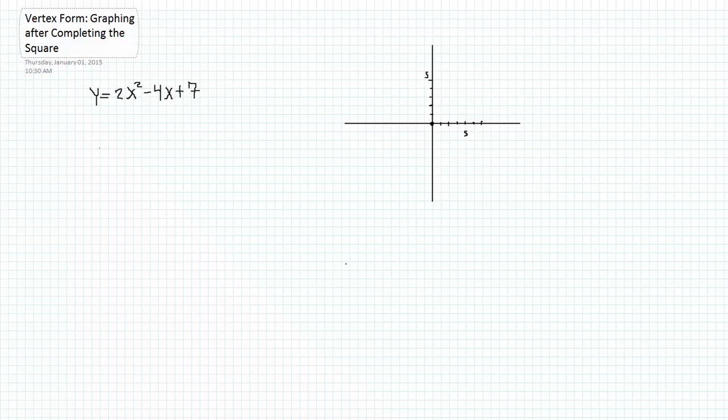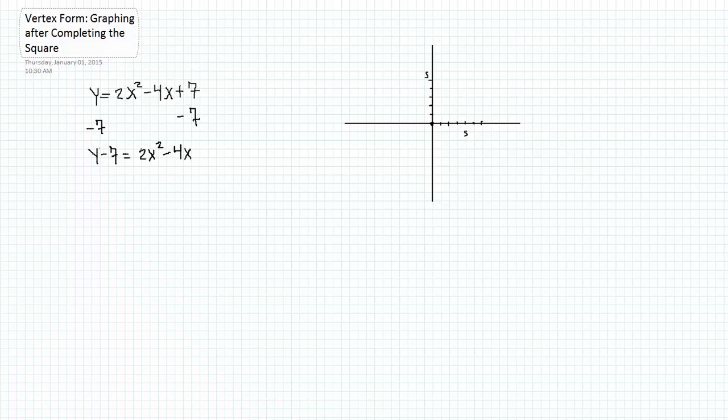Hi everyone, so today I want to go over some more problems involving vertex form, and we'll use vertex form to graph this quadratic function on a standard xy coordinate plane, and we'll complete the square in order to get it in vertex form. So over here, what I'll do today is subtract 7 from both sides, right? So I have y minus 7 is equal to 2x squared minus 4x.